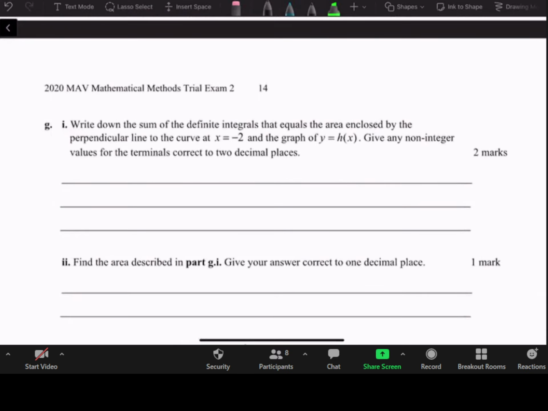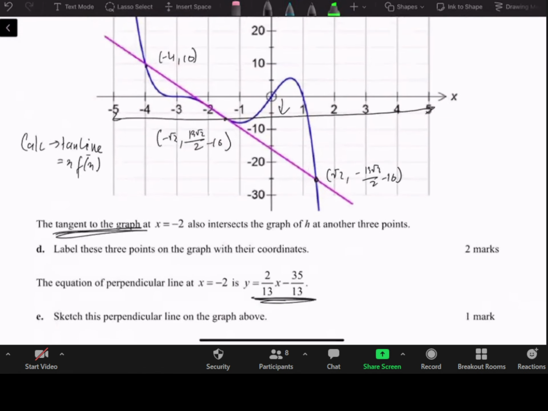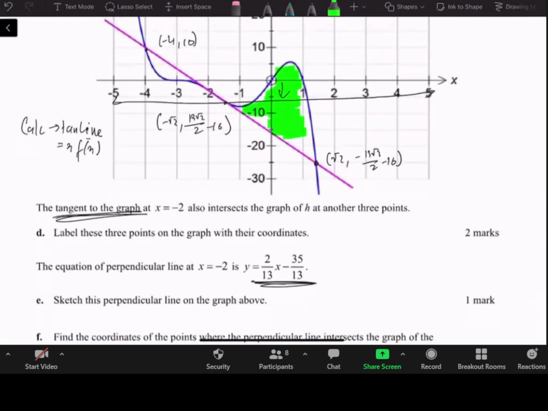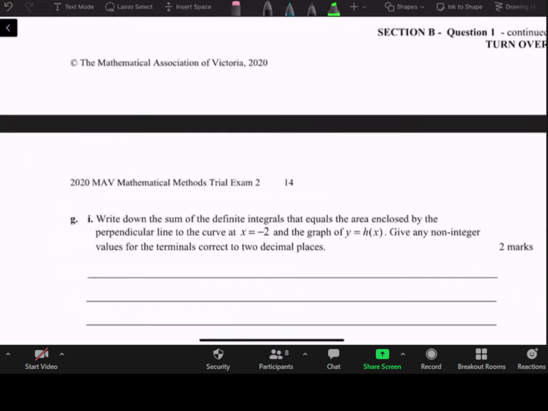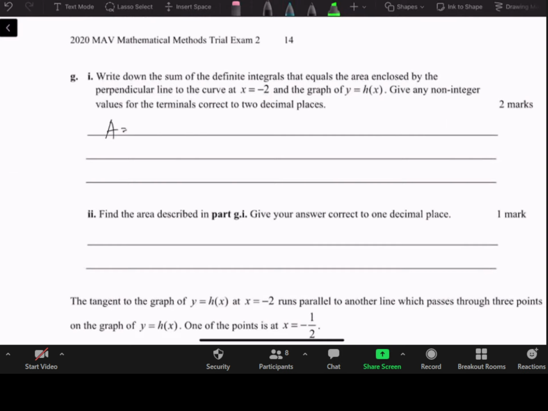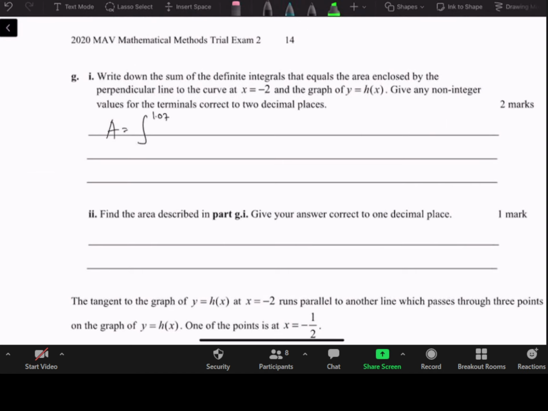So write down the sum of definite integrals that gives the area enclosed by the perpendicular line at x equals 2. So it's asking for this area and this area. So to do that, just write area equals, just make sure you're aware of which graph is on top of which, as well as the terminals. So it would just be 1.07. So starting from the right, 1 h(x). I'm just going to write y would be the equation of the perpendicular line, and -0.21, -2, y minus h(x).